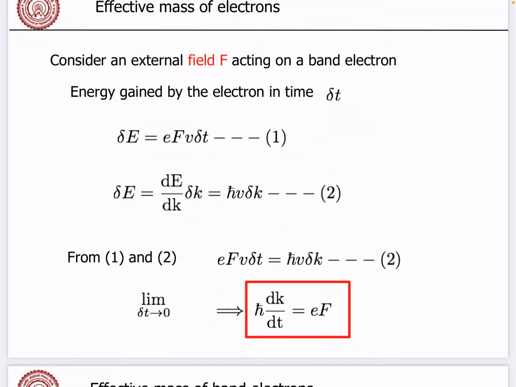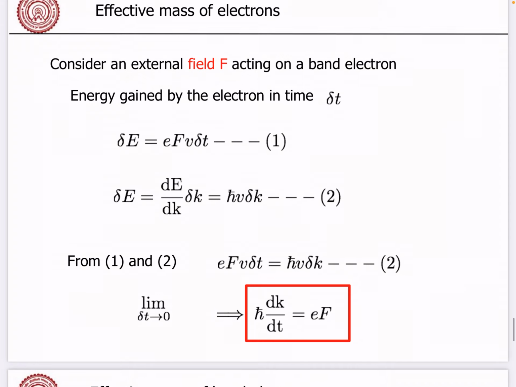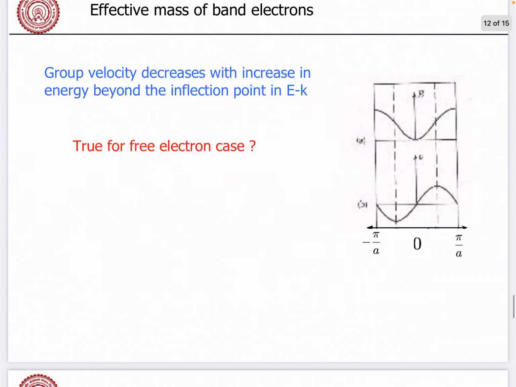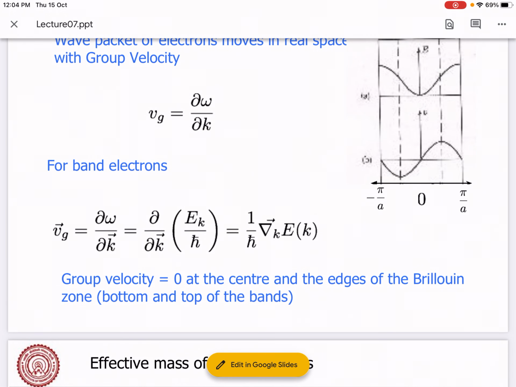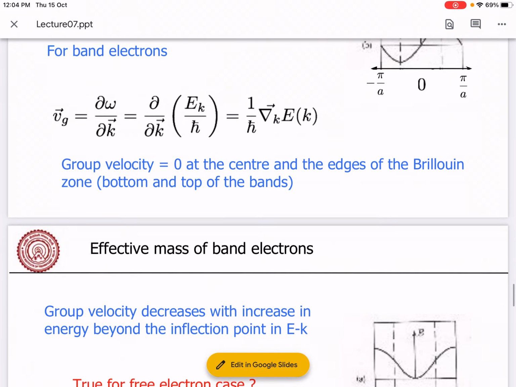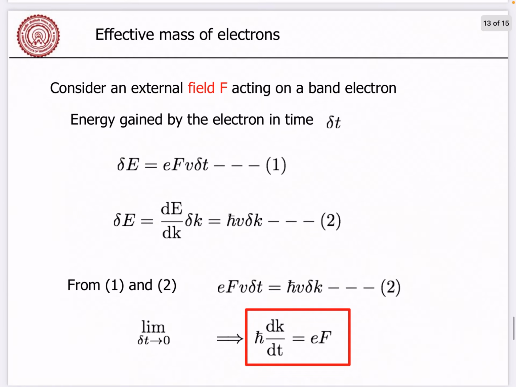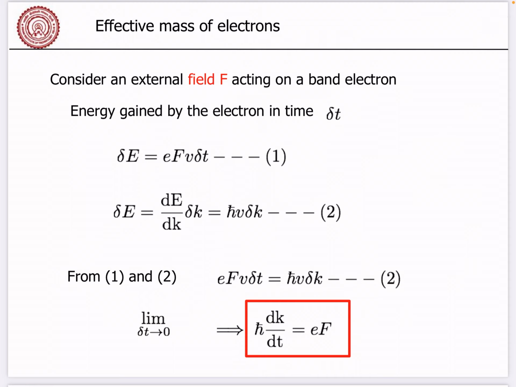So delta E we can write as dE/dk times delta k. Since we know the relation between E versus k, we can write it as h-bar v delta k, because from velocity we have found that relation. Group velocity is 1 by h-bar dE/dk. Therefore dE/dk equals h-bar v, and delta k. I hope that you get this point.